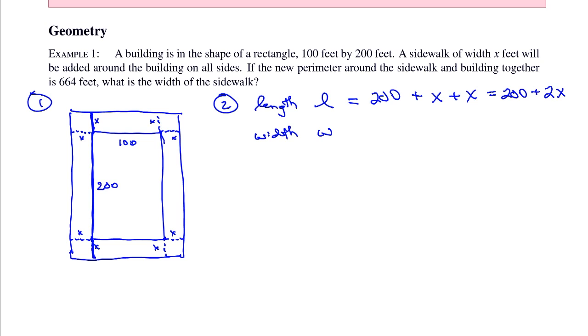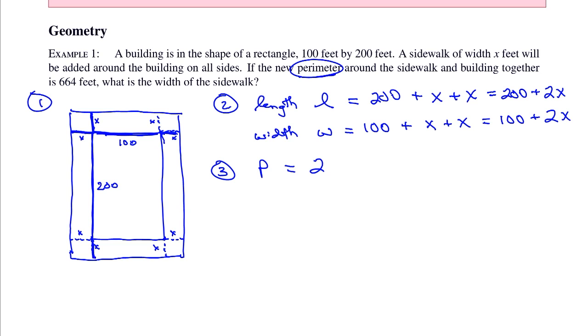And we do the same thing for the width. We'll start with the building itself. That's 100. Plus, on the left side, I have x extra feet of sidewalk. And on the right side, I have x extra feet of sidewalk. So this is 100 plus 2x. And then 3, what geometric aspect have we been thinking about? We've been thinking about the perimeter. The perimeter of a rectangle is P equals 2 times the length plus 2 times the width.